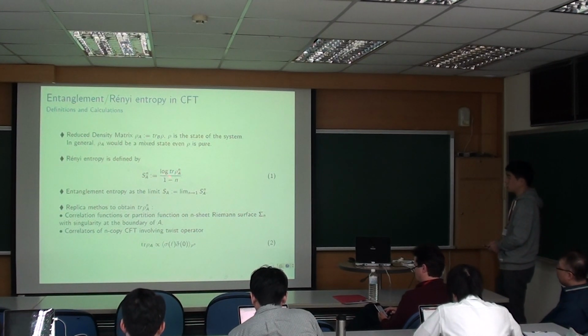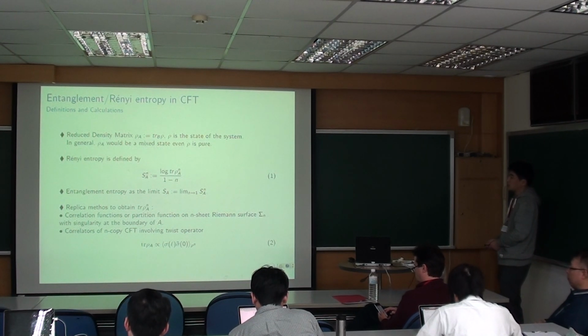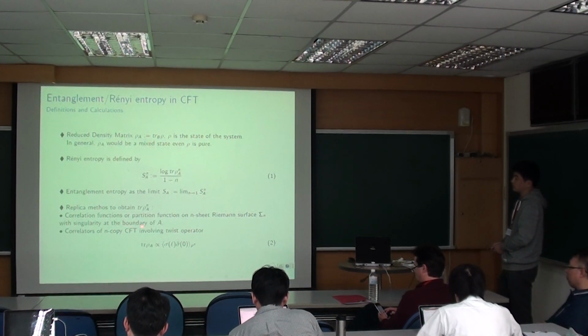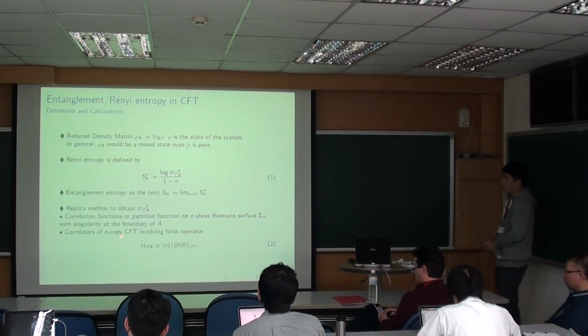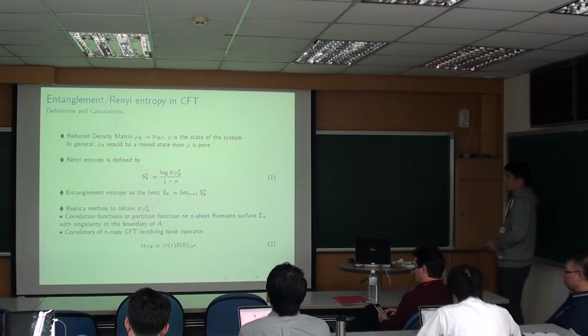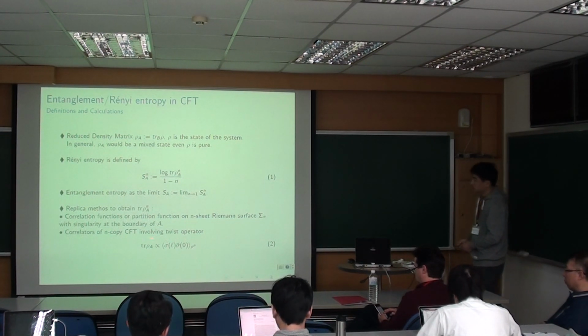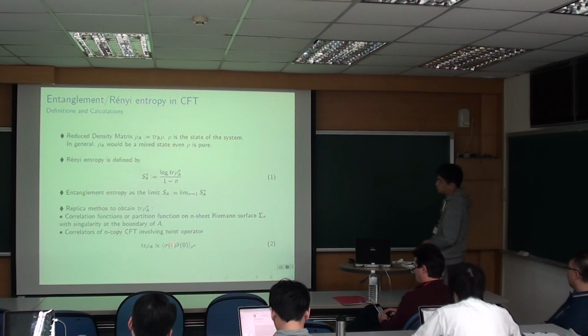Usually, when we calculate this, we use the replica trick. There are two ways to understand this. One is to consider it as the partition function on the n-sheeted Riemann surface with some boundary conditions. Or equivalently, we can consider it as a correlator in the uncoupled CFT, but with some twist operators. The twist operators are at the boundary of the subsystem A.